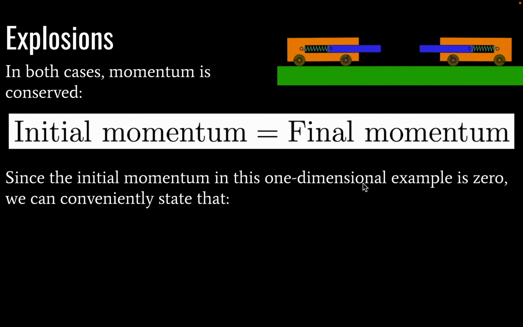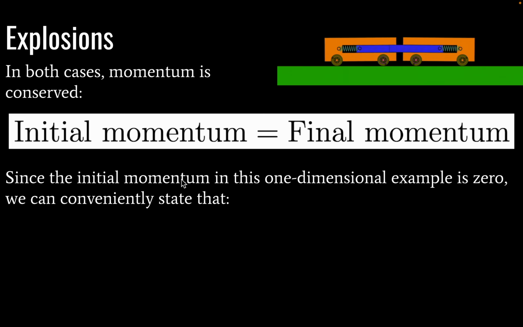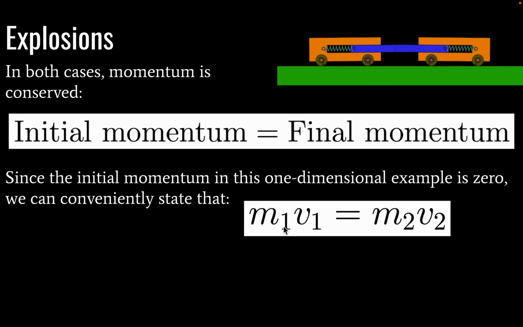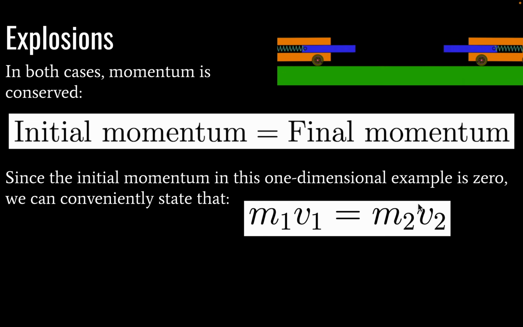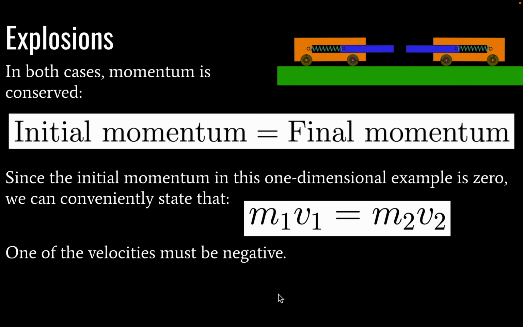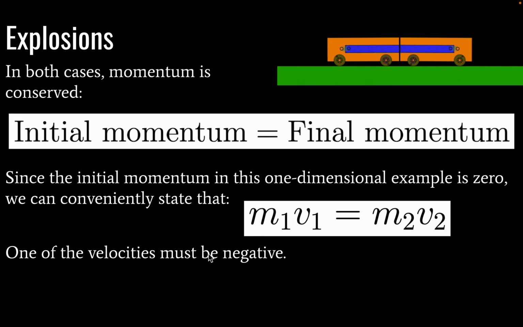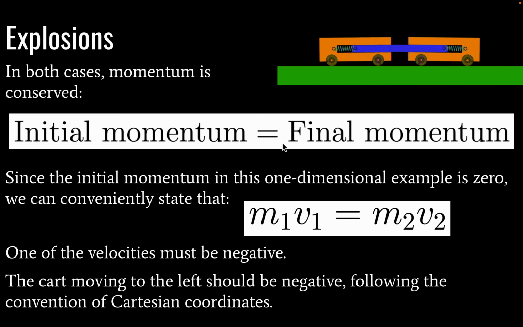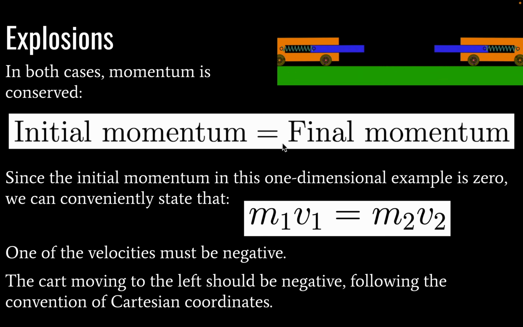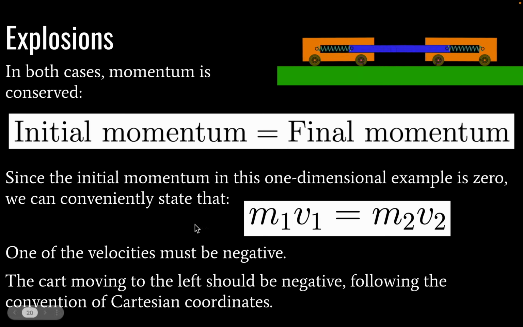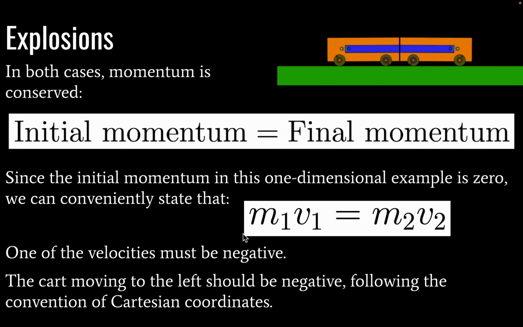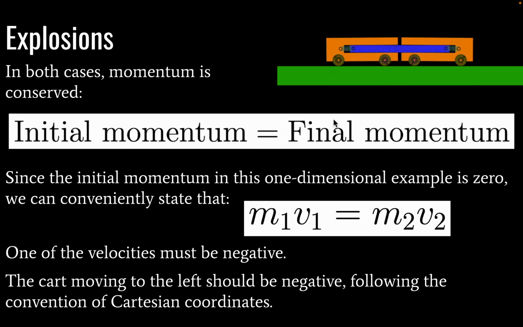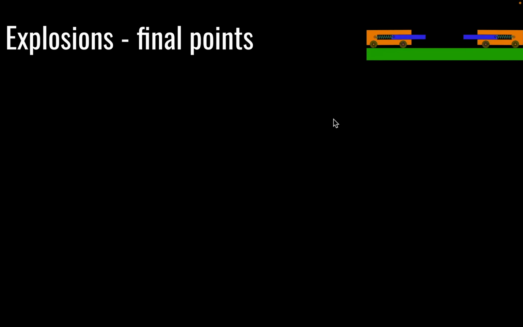So since the initial momentum prior to the explosion is 0, we can state in this case that the momentum of object 1 will be equal to the momentum of object 2. One of our velocities is going to be negative. Okay. The cart moving to the left should have a negative velocity according to the conventions given by Descartes and his Cartesian coordinate system. Okay, really though, you could have either velocity being negative as long as you know what you're doing. I recommend sticking with Cartesian coordinates.